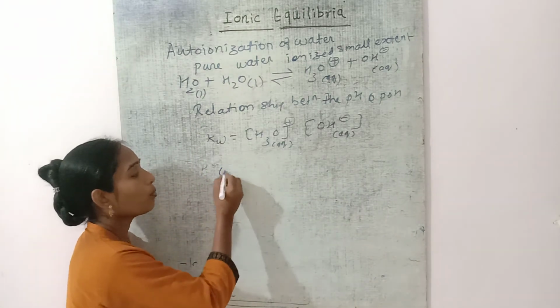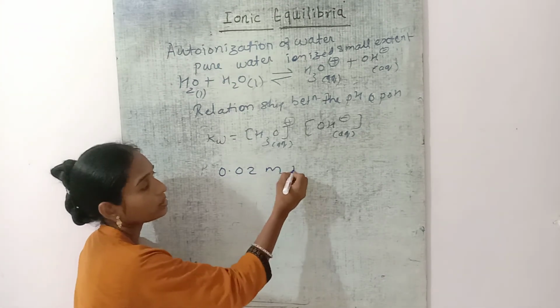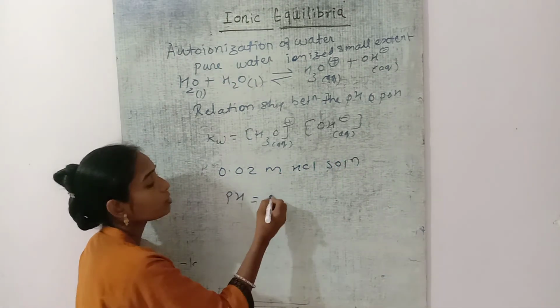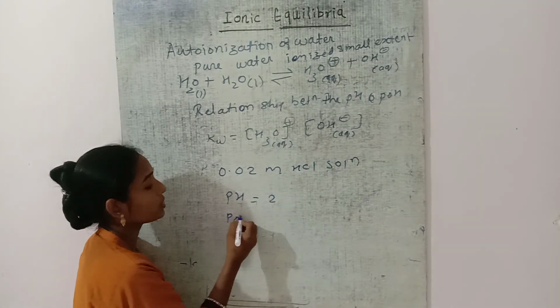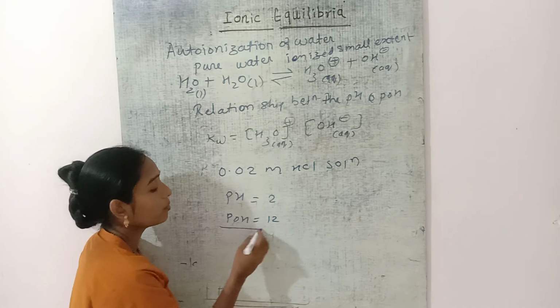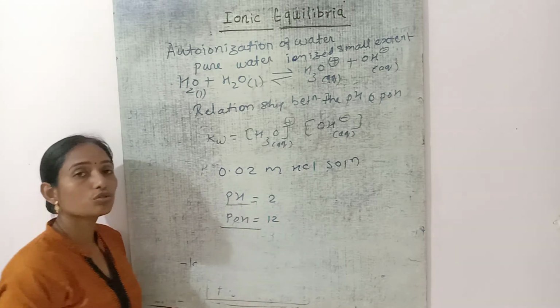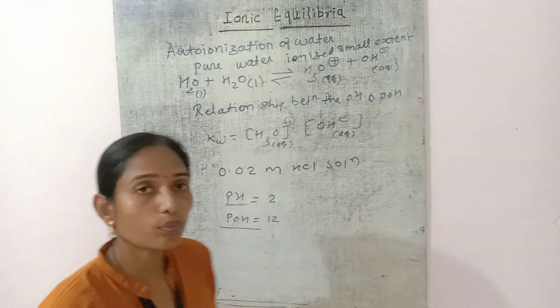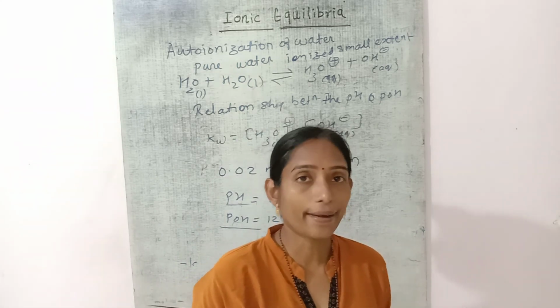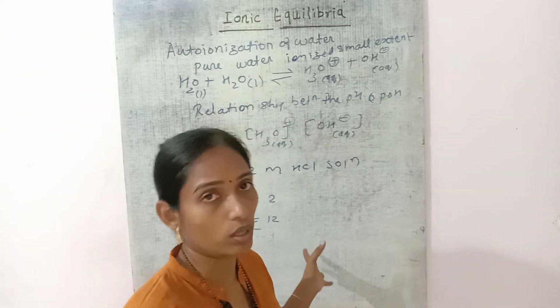So if we have a 0.02 molar HCl solution, what is its pH? The pH is 2 and the pOH is 12. The concentration is in moles per dm cubed. The remaining portion we will discuss in the next video, which covers hydrolysis and the types of salt.